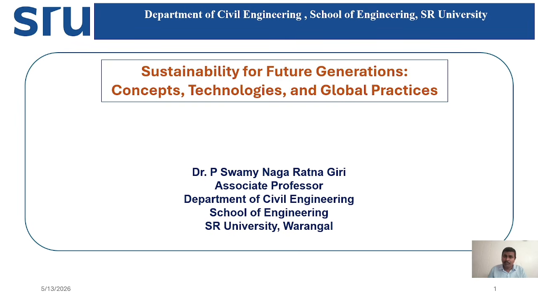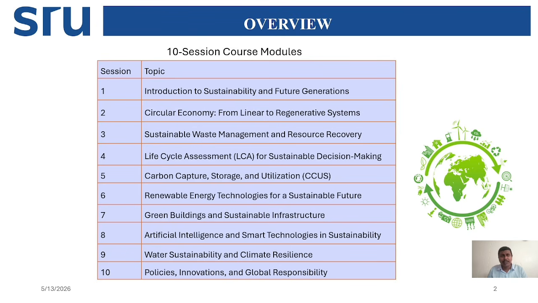In this course, we are supposed to have 10 modules, which are divided into 10 sessions. The first session deals with the introduction to sustainability and future generations. The second session deals with the circular economy, from linear to regenerative systems. The third one is about sustainability, waste management, and resource recovery. The fourth is about life cycle assessment for sustainable decision making. And the fifth is about carbon capture, storage, and utilization.